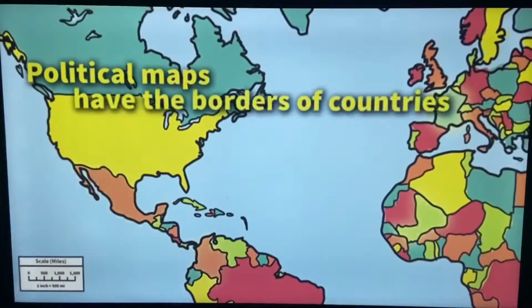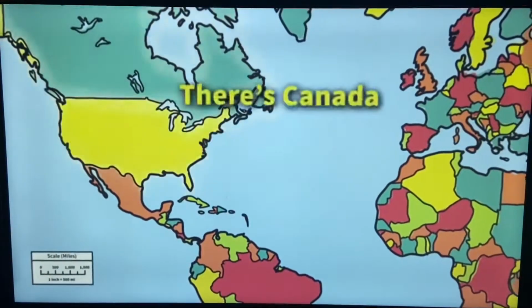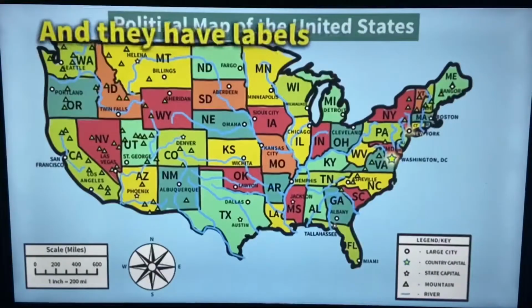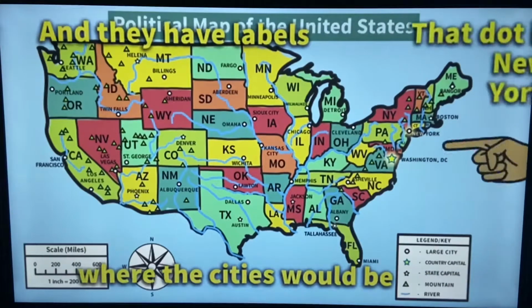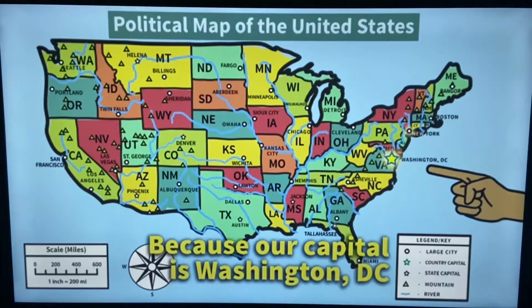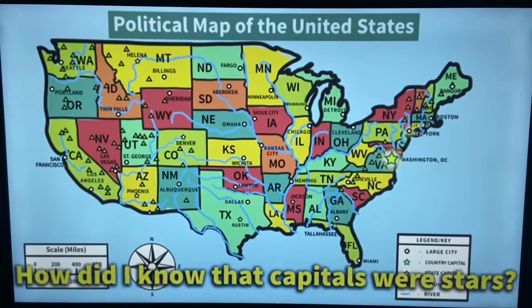Political maps have the borders of countries. There's the US, there's Canada, trust me. Maps color countries so they're easy to see. And they have labels where the cities would be. That dot is New York, that star is DC, because our capital is Washington, D.C. How did I know that capitals were stars?